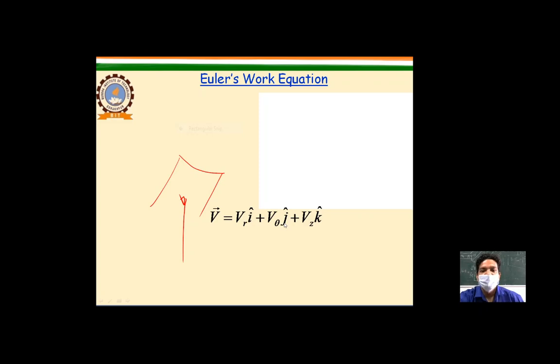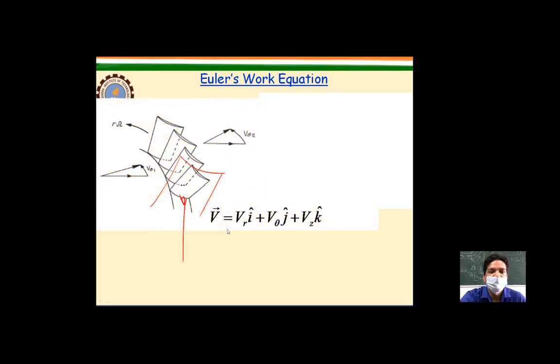Now, if we take a polar form, it would be plotted on the y-axis. That's why v theta j is represented along the y-axis. If we go along the z direction, then the velocity component is represented by vz k. Now the whole summation is represented by the velocity vector over here. This one is v theta 2.